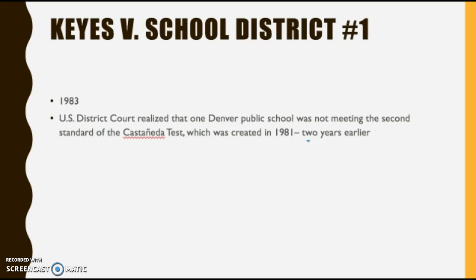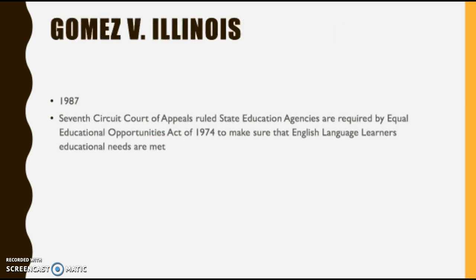Okay, and then we have Keyes versus School District Number 1, and this is in 1983. Okay, so the U.S. District Court realized that a Denver public school was not meeting the second standard of the Castañeda test, which was created 2 years prior. So this was obviously something they needed to take care of, and they corrected that school. And then we have Gomez versus Illinois, which happened in 1987. And the Seventh Circuit Court of Appeals ruled state education agencies are required by Equal Education Opportunities Act of 1974 to make sure that English language learners' educational needs are met.